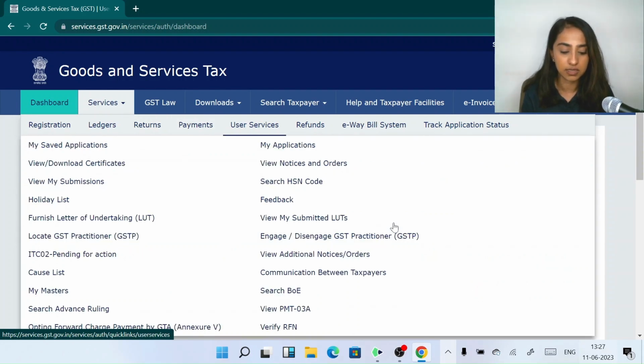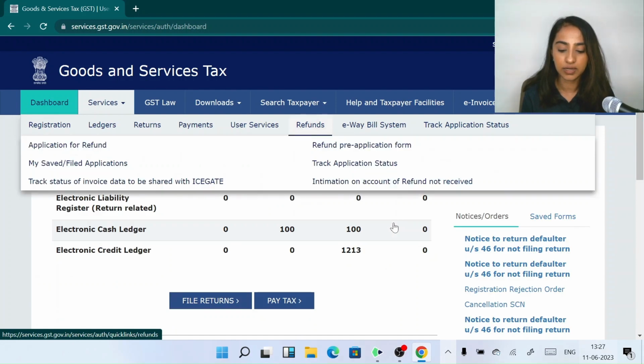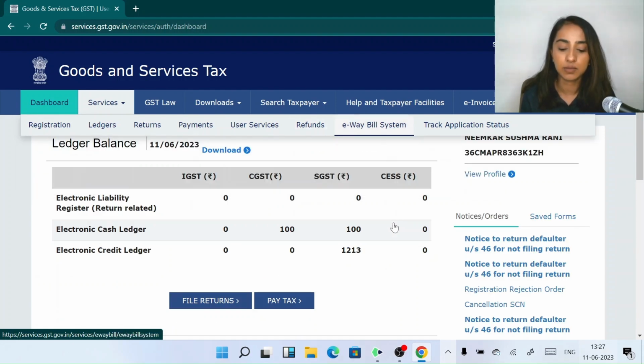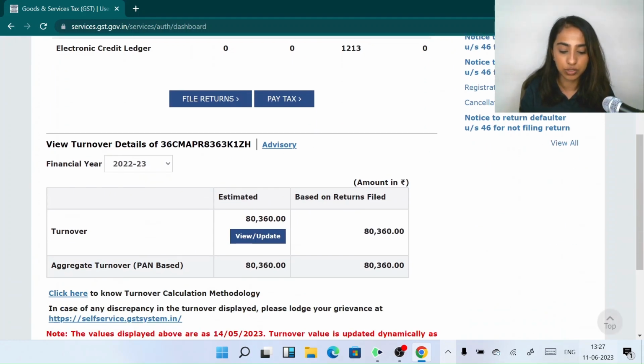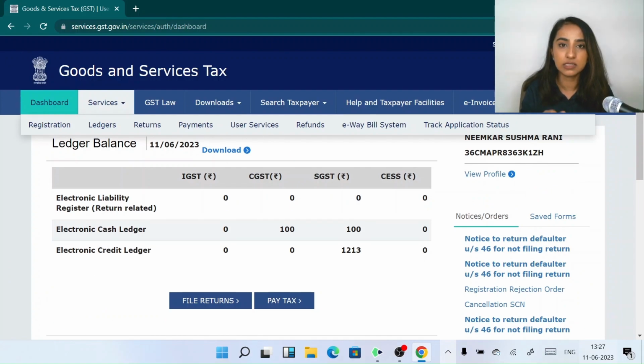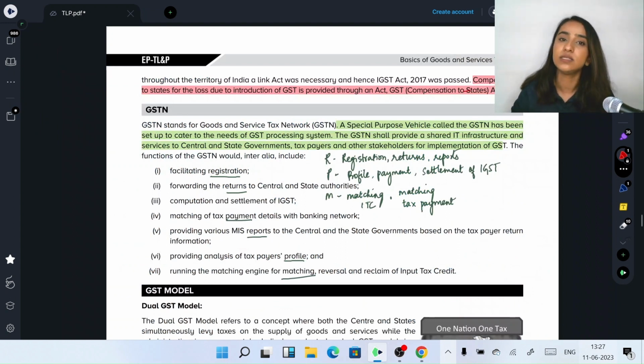User services: let's say you've got any notices or orders, or there is something that you want, you can do it here. You can take your refunds from here. You can do your e-way bill. So whatever I'm showing you, all this is your GST website. By whom is this managed? This is managed by the Goods and Services Tax Network, commonly known as the GSTN.